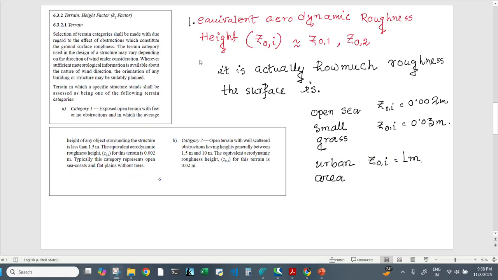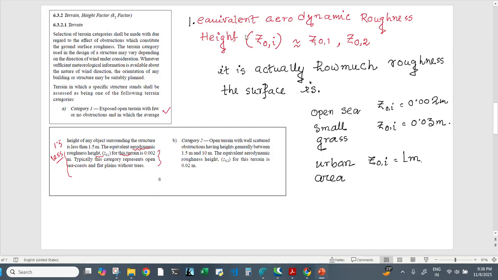Now we have segregated this into category 1, category 2 and category 3. Category 3 is exposed open terrain, that means less than 1.5 meter height, and the equivalent aerodynamic roughness we will discuss.